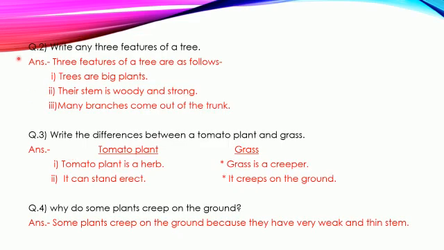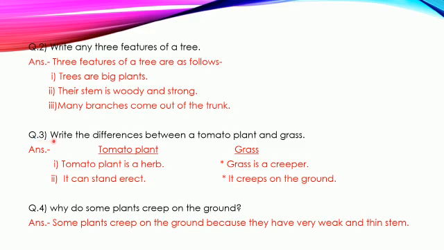Question number 2. Write any 3 features of a tree. So we have discussed a lot about tree. Let us discuss once again what are the 3 features. 3 features of a tree are as follows. Number 1, trees are big plants. Number 2, their stem is woody and strong. And third feature is what? Many branches come out of the trunk.